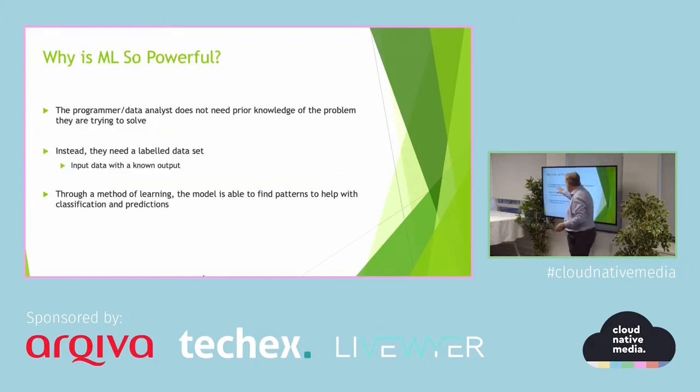ML is so powerful because the program and data analyst does not need prior knowledge of the problem they're trying to solve. That's incredibly important, because it means that as long as we've got a labeled data set, which has been labeled by experts, like the people in this room, for a specific application in broadcasting, we can give that then to a developer or data analyst who can take that data, and they just treat it as data.